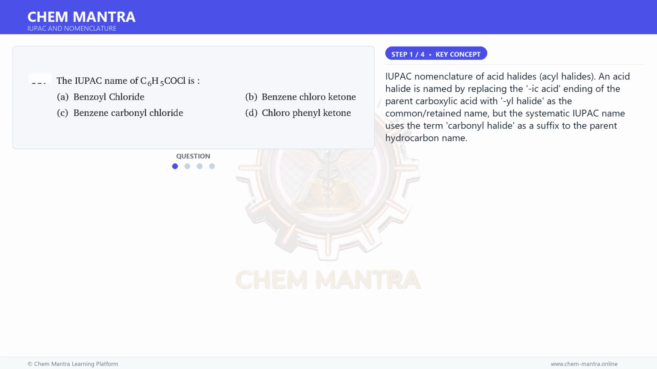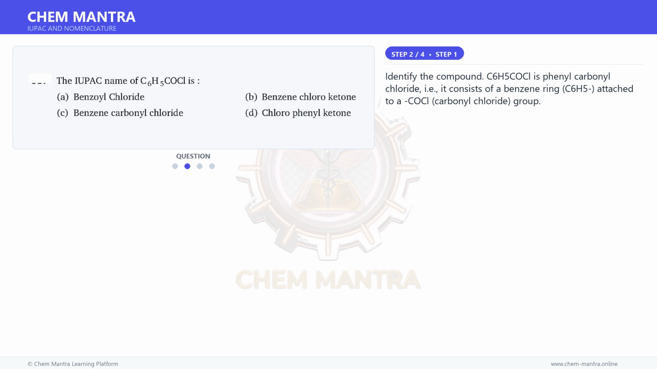An acid halide is named by replacing the -ic acid ending of the parent carboxylic acid with -yl halide as the common retained name, but the systematic IUPAC name uses the term carbonyl halide as a suffix to the parent hydrocarbon name. Moving on to the next step.